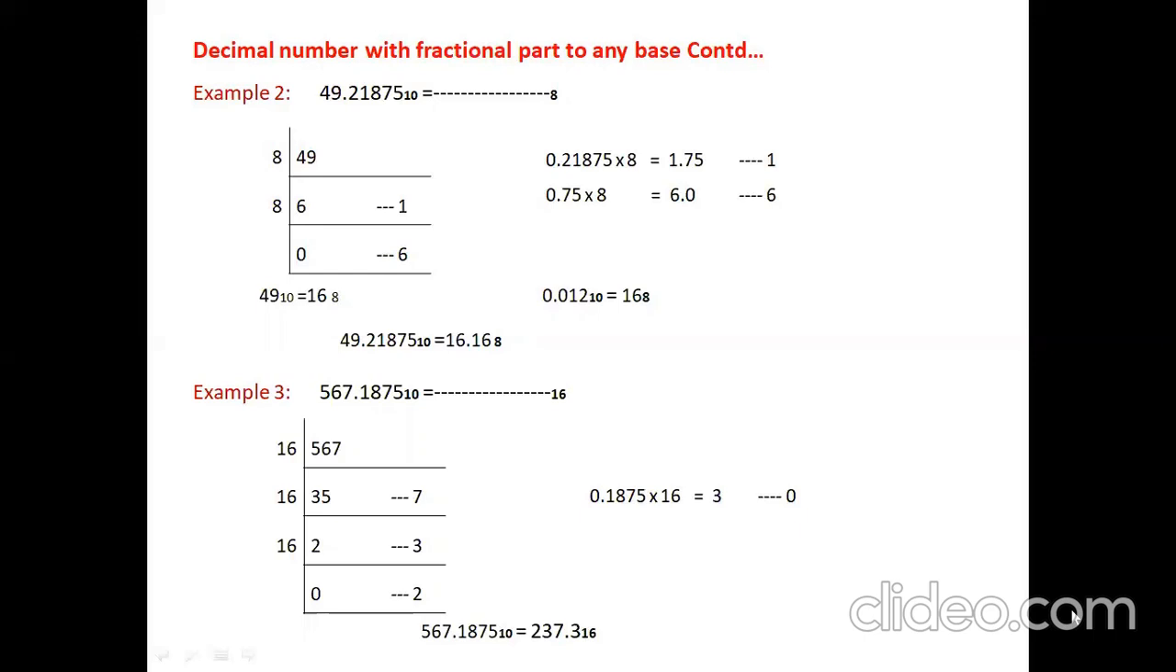And next is the third example, 567.1875 base 10 is equal to base 16. Again here also we are going to divide by 16 separately and multiply the fractional part by 16, and we got it exactly 3. So we are clubbing the answers and putting them over here. This is how we can convert a given decimal number of any type to any base. This is the methodology for this.